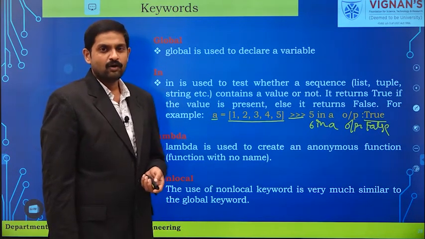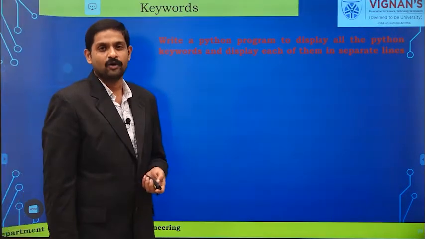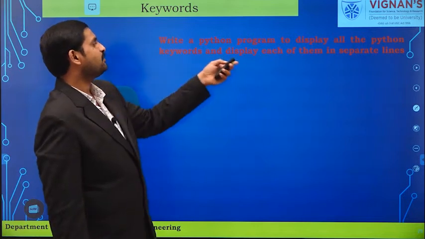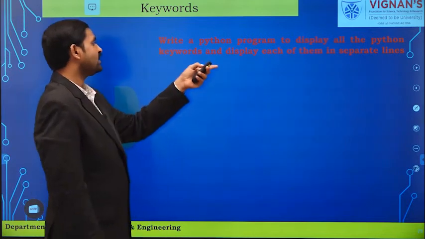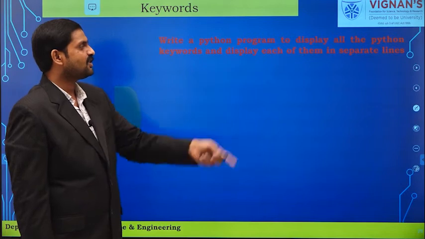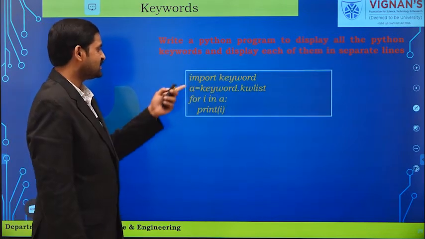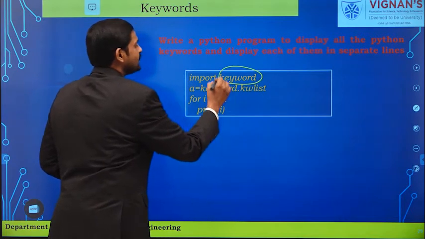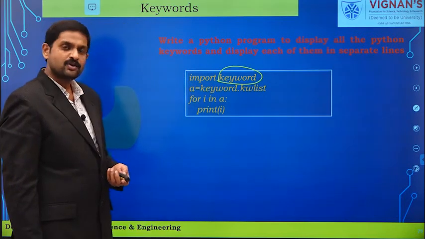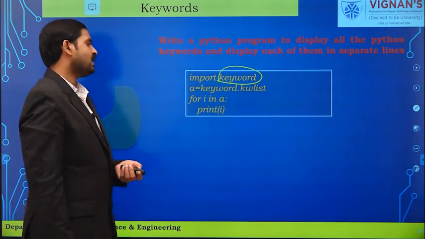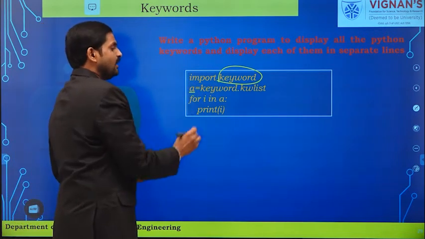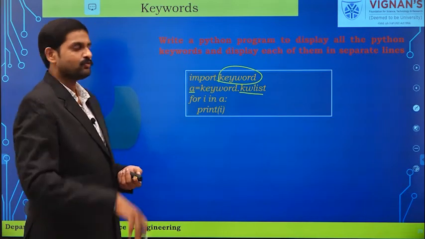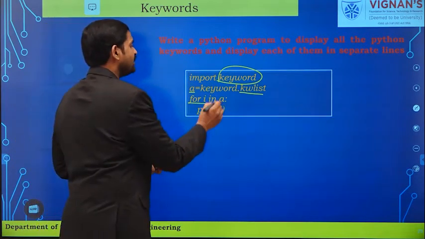Okay. Now I want to show a magic code which displays the set of 33 keywords. Write a program to display all Python keywords and display each of them on a separate line. This is the sample code. All keywords are present in the module keyword. First you have to import the module keyword. Now take the variable A equal to keyword.kwlist. Now you call them one by one, for I in A.